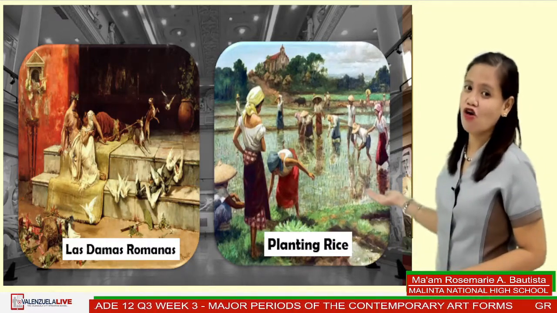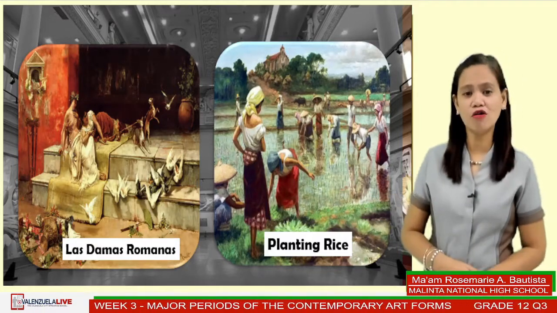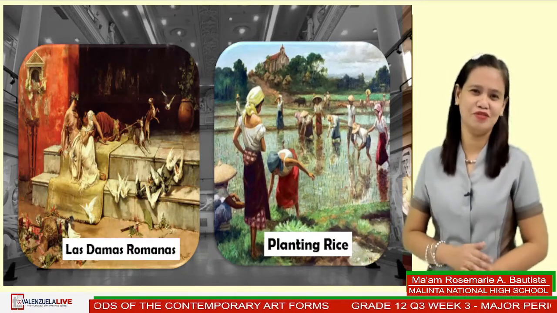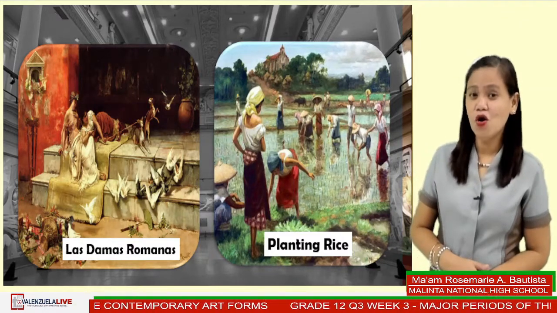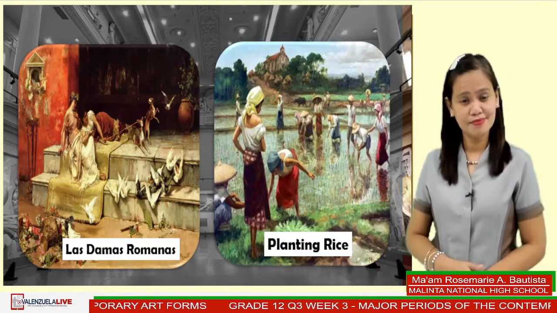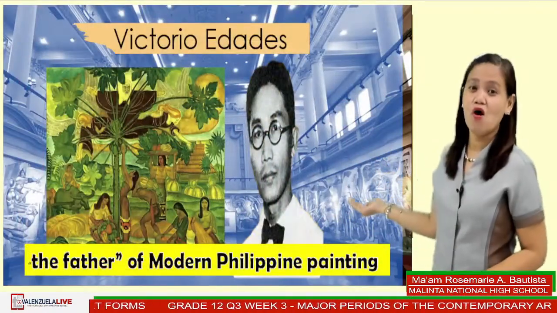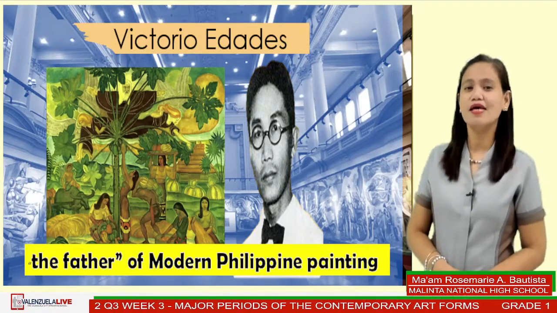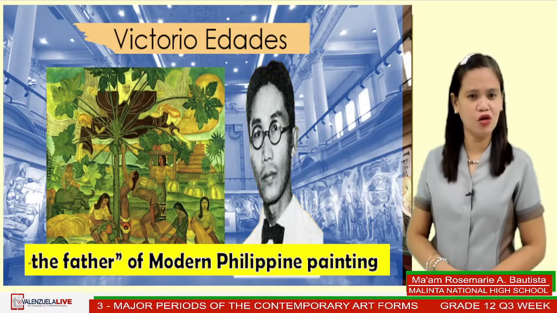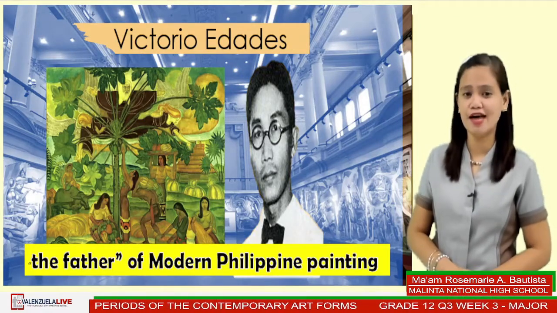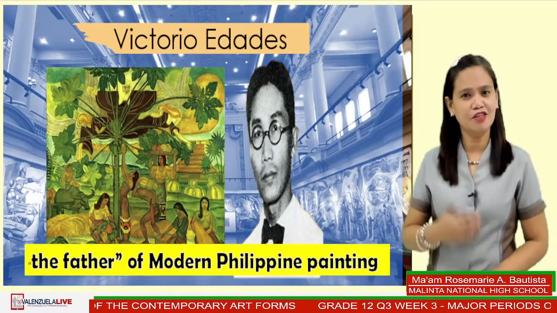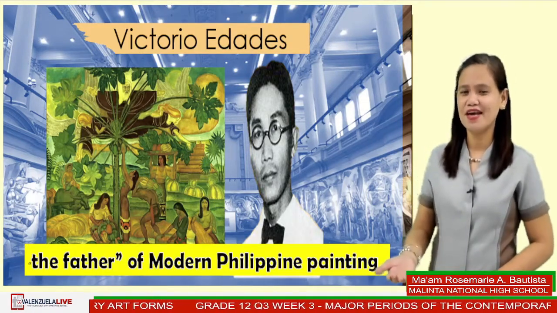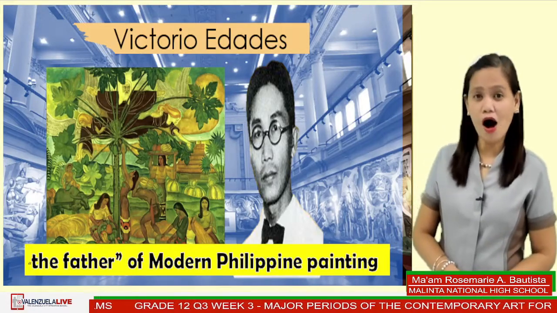Planting Rice by Fernando Amorsolo. The art of the period focused on traditional folk scenes as embodiment of the imagined sense of nationhood. Do you have any clue who introduced modern art to the Philippines? The late Victorio Edades was regarded as the father of modern Philippine painting, who played an important role in Philippine art history. He argued that art can be more representation of reality as seen through the mind and emotions of the artist. I believe that most of our virtual learners here can relate so well to Edades' art philosophy.